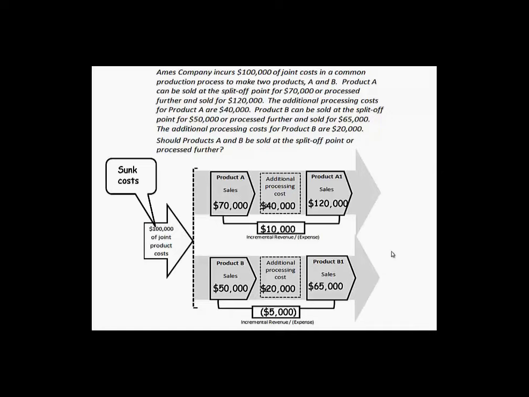So under this particular scenario, it would make sense in the joint product decision to go ahead and further process product A, to turn it into product A1 and sell it for $120,000. Yet in the case of product B, we would not want to process it further, so we would sell product B as is and not worry about transforming it into product B1.